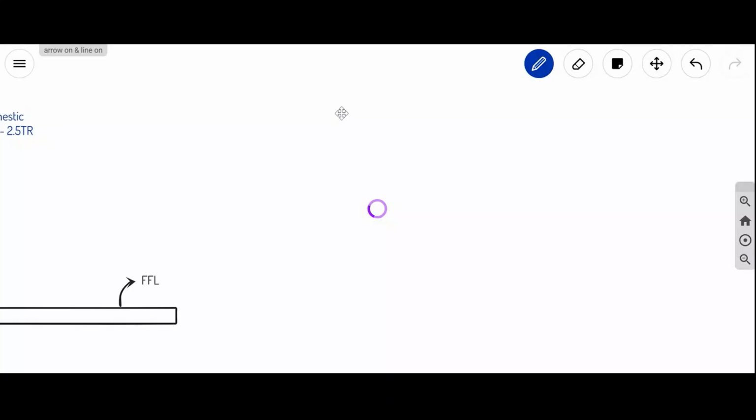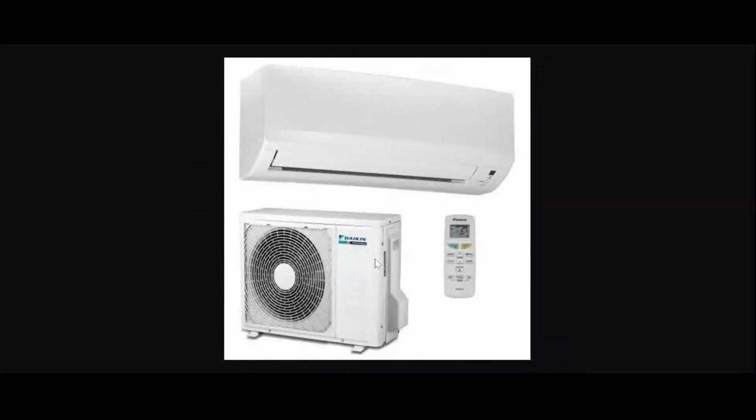Next, split AC. So sometimes we can't install window AC in all the rooms, right? Do we have the option to install window AC in every room? No. Why? Because the condenser should be exposed to outside, right? So then we'll come with the split AC. The window AC को 2 parts में किया है हमने. That's it. There is nothing in between. The story is very simple. So this is split AC.